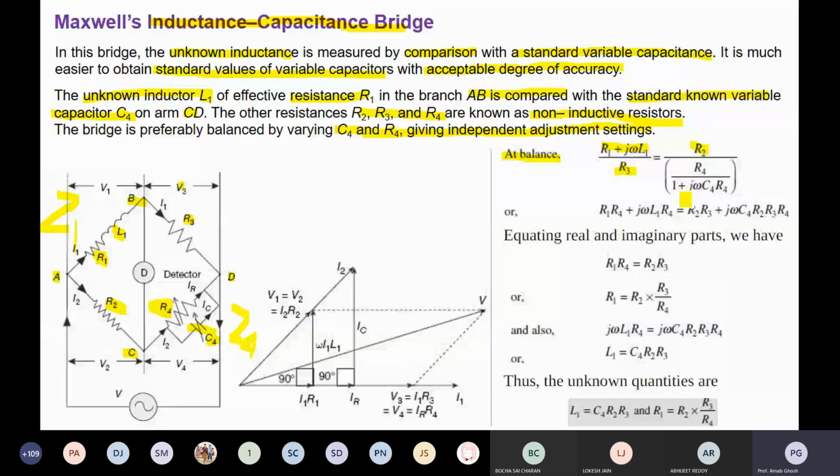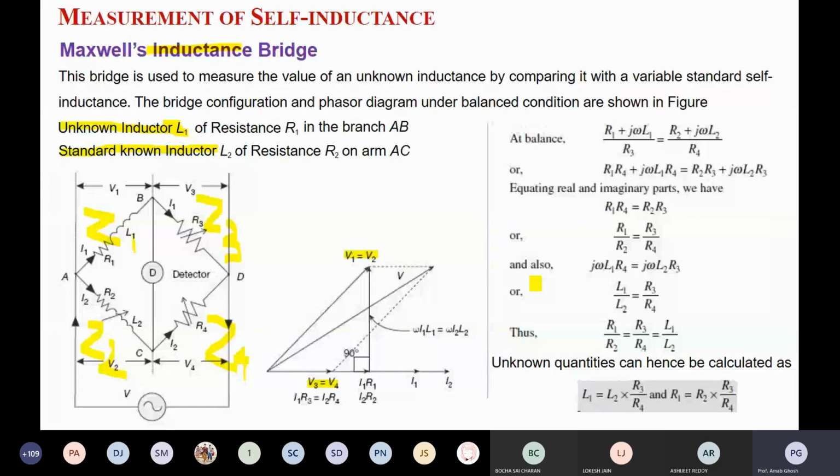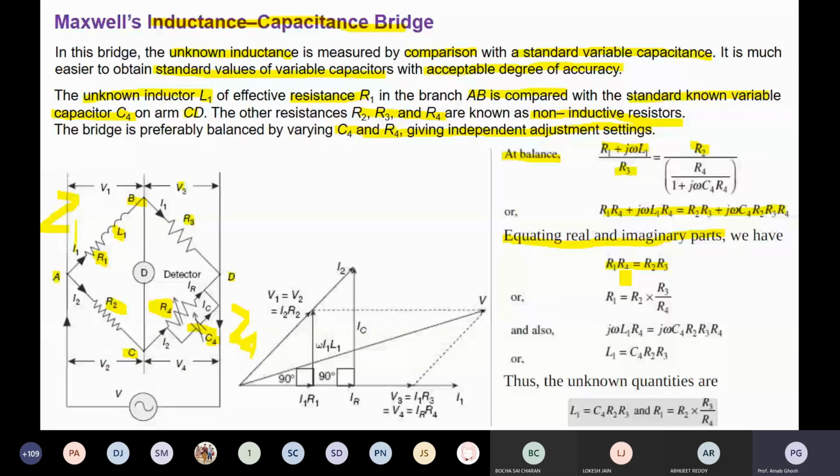Now equating the real and imaginary parts. So we have the value R1 R4 equal to R2 R3. So it is almost the same as your previous expression. In your previous expression it was R1 R4 equal to R2 R3. Okay, the same thing is coming. So what is your R1? R1 is your unknown resistance value. So R1 equals R2 into R3 by R4. And finally, j omega L1 R4 equals j omega C4 R2 R3 R4.